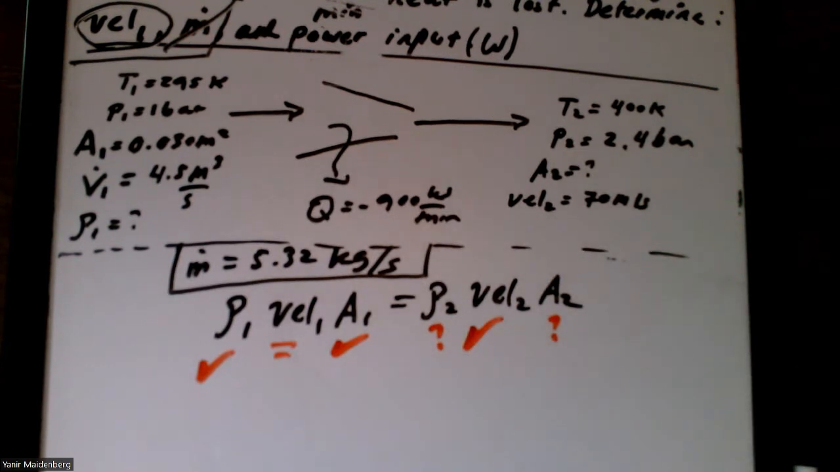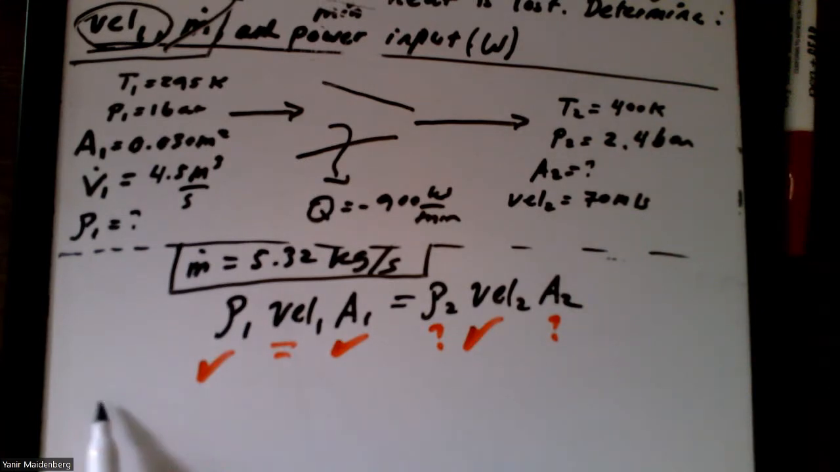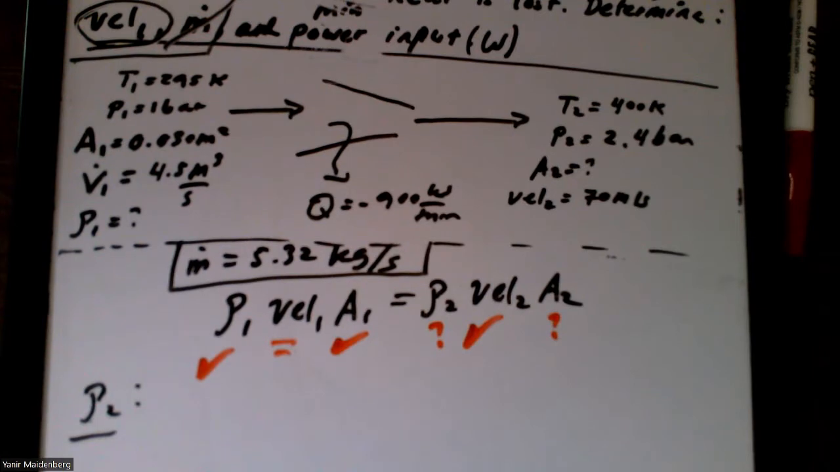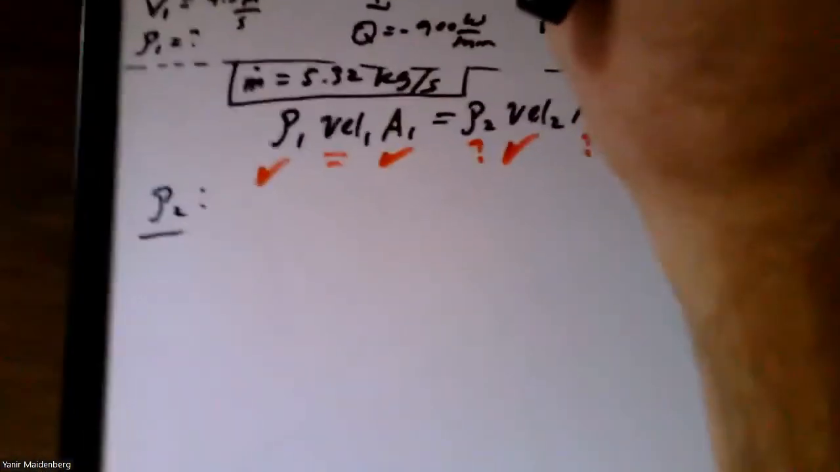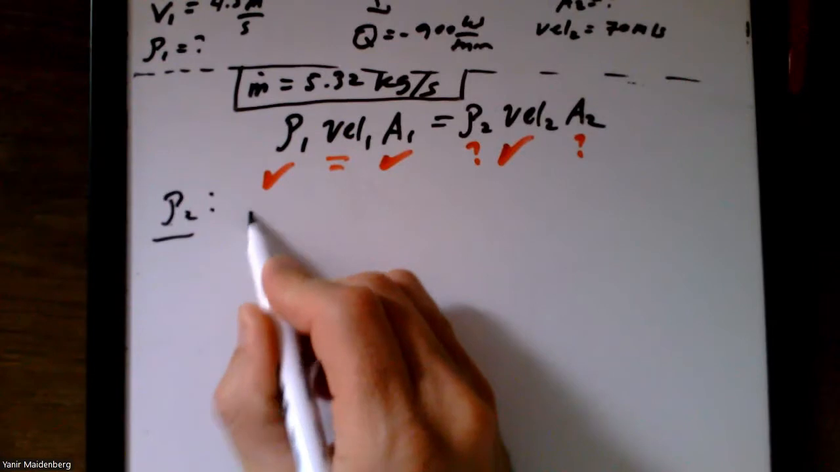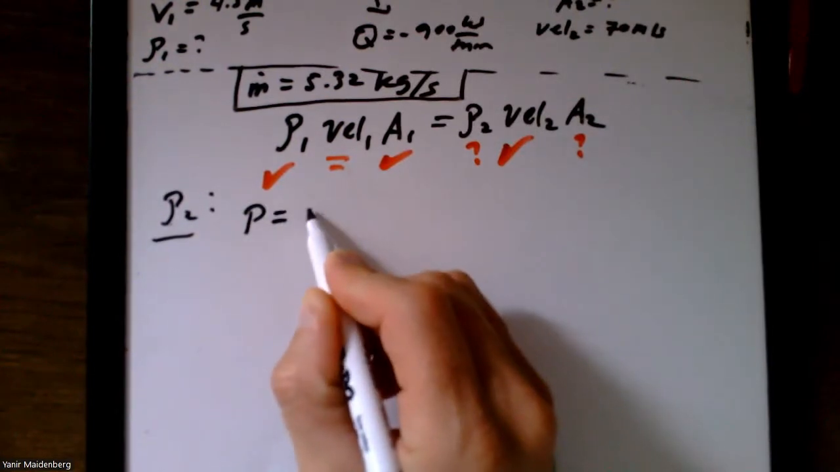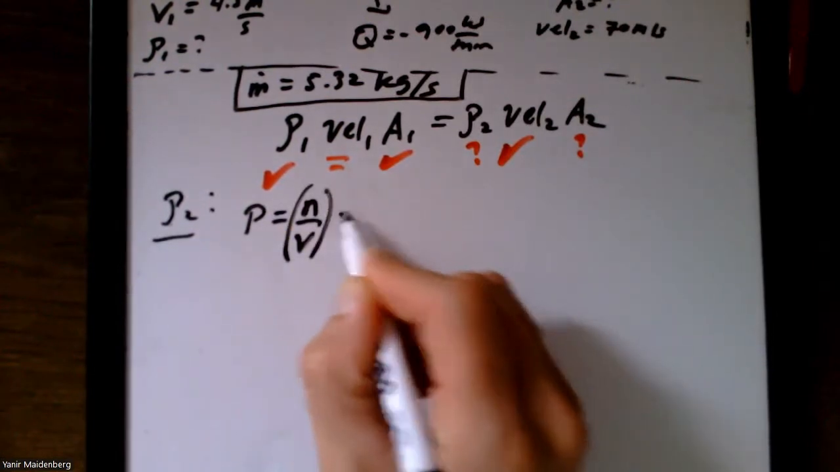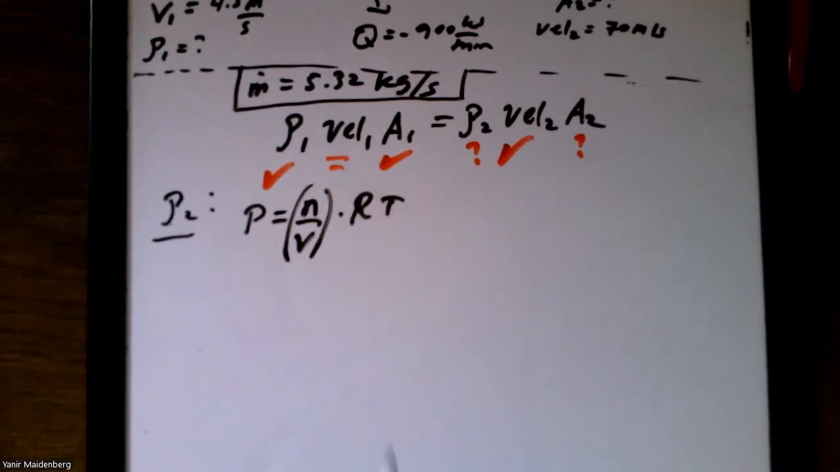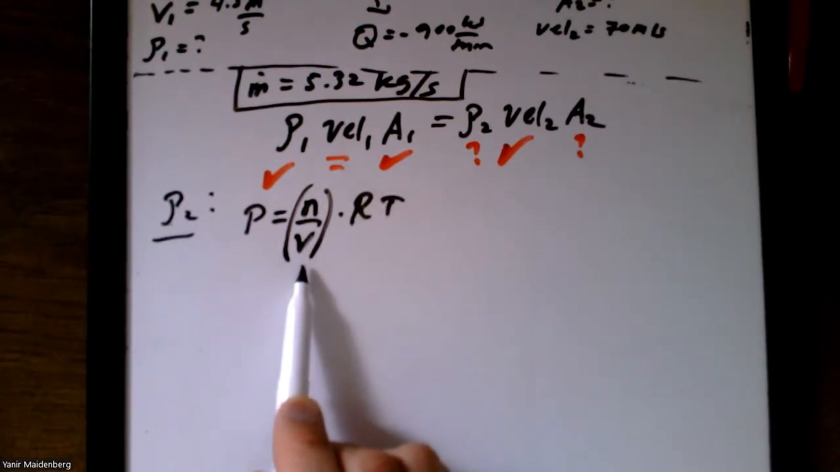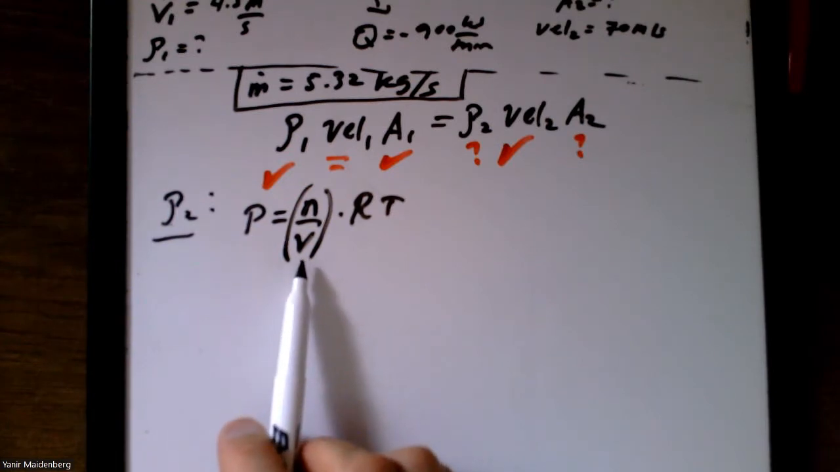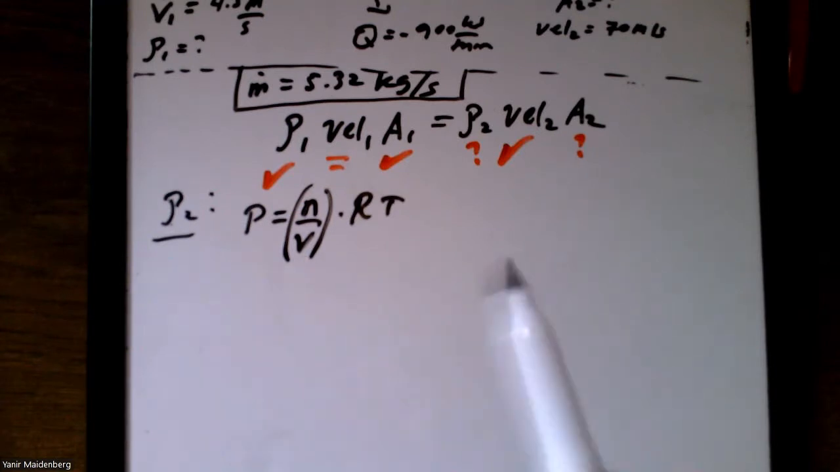So what can I do? Well, to get rho 2, we were able to get rho 1 using the ideal gas equation. We could get rho 2 using the same exact thing. So let's do it again. So to get rho 2, again, it's going to be very similar. Let's do it. We're going to apply the ideal gas law. P is going to be N over V times RT. We're going to solve for N over V. It's going to be moles per meters cubed. Then I'm going to convert moles to kilograms, and I'm going to get kilograms per meters cubed, which is going to be my second density.